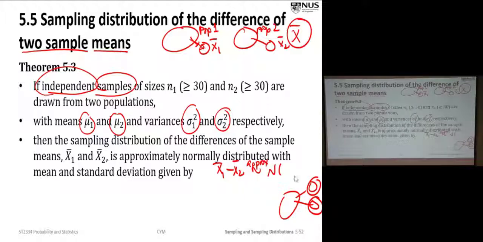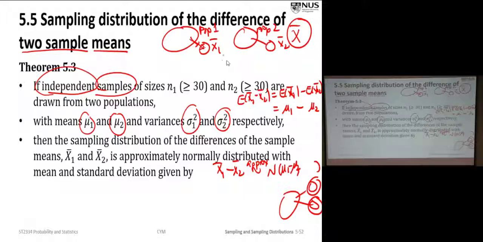So you have to work out what the mean and the variance are. It's not too difficult to work out. The expectation of x1 bar minus x2 bar is equal to the expectation of x1 bar minus the expectation of x2 bar. x1 bar is the sample mean taken from the first population, so its mean is mu1. x2 bar is the sample mean taken from the second population, so it is equal to mu2. So this one is mu1 minus mu2.